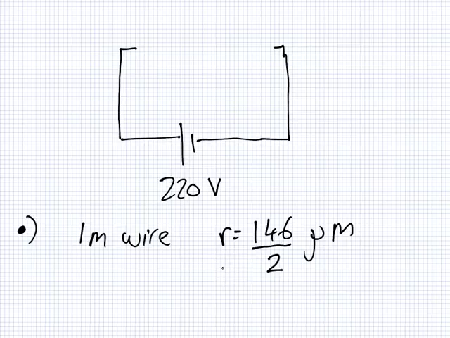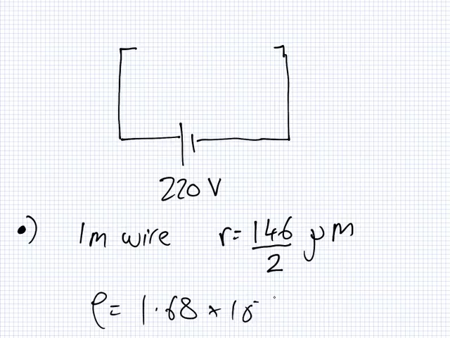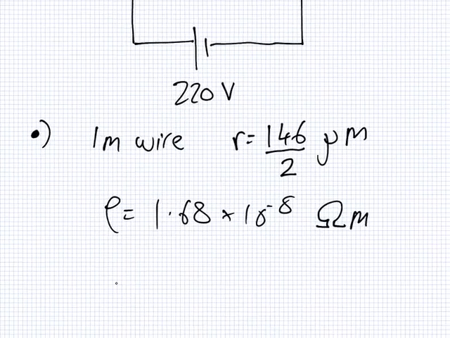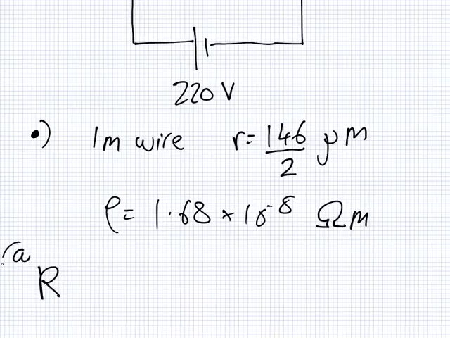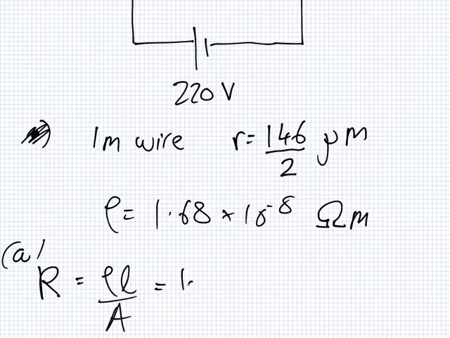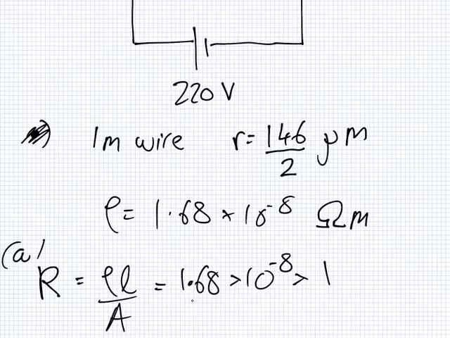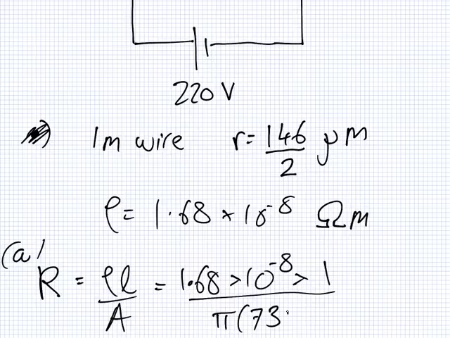This wire will be used to make the potential divider. The resistivity of the copper is 1.68 times 10 to the minus 8 ohm meters. How much resistance is in the copper wire? Okay, so step 1, this is a resistivity question. R equals rho L over A, which equals 1.68 times 10 to the minus 8 times 1 all over pi times 73 times 10 to the minus 6 squared.